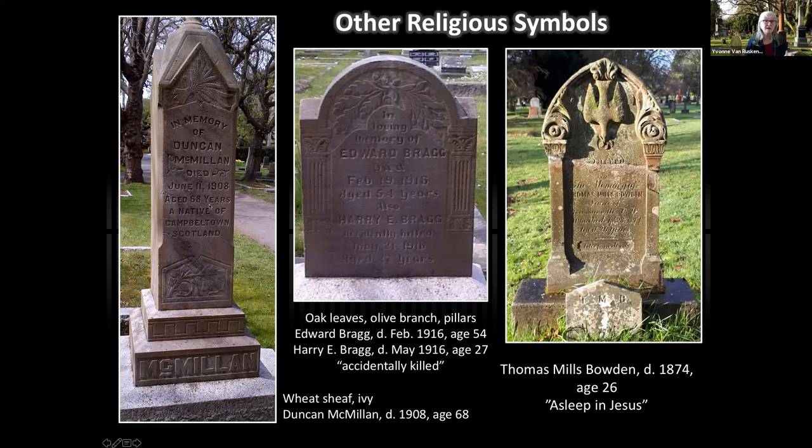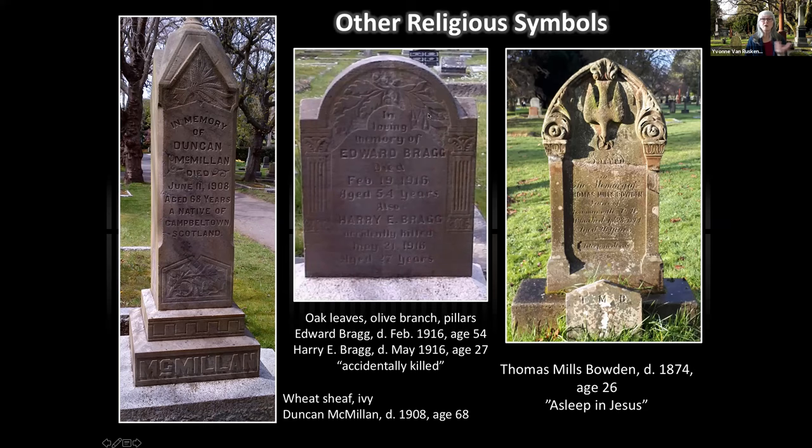And in this case, it suits the age of the person, Duncan MacMillan, who died at the age of 68. You see, he's also got some ivy down below there. In the middle, we have Edward and Harry Bragg, father and son. At the top, on the left, we have oak leaves. And the oak leaves, of course, are for strength and also the power of faith. And on the right, we have olive branches.